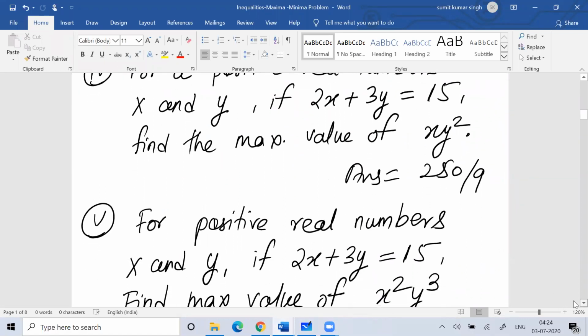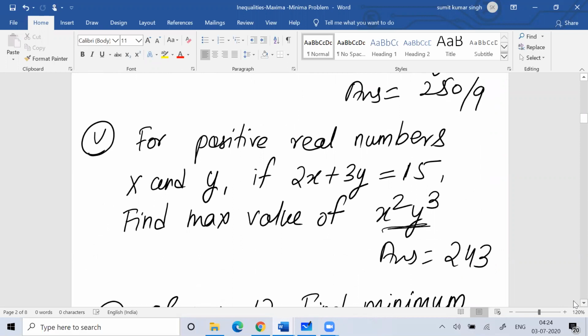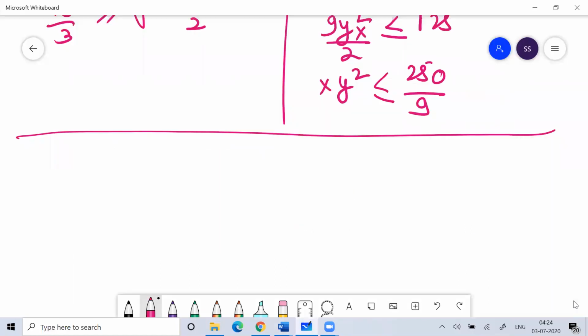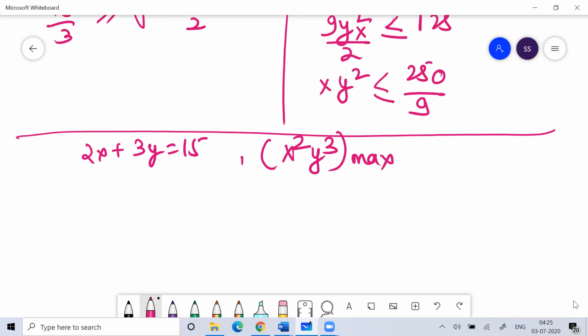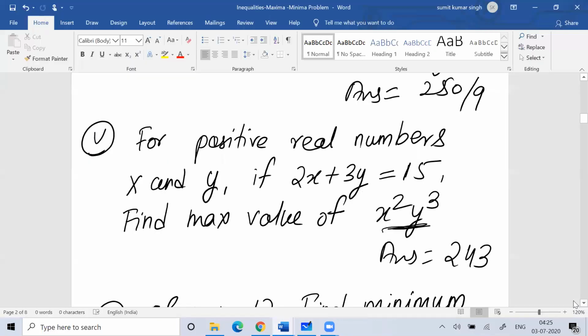Now you can see the same again. Now this is x square y cube. So the same kind of logic, you continue again. So 2x plus 3y is equal to 15. I want the maximum value of x square y cube.